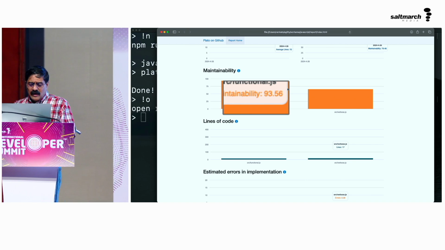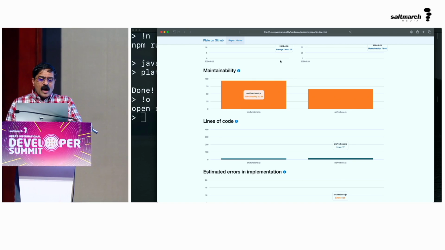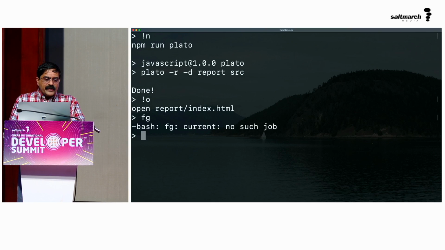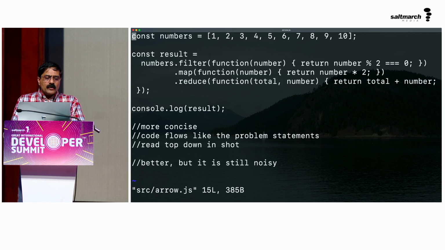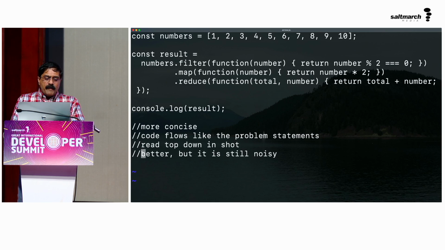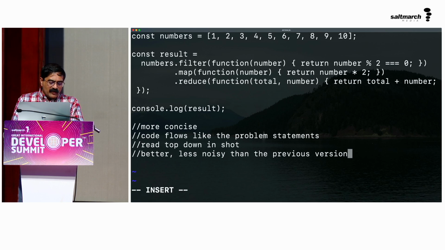I did say this is a little bit noisy, so how can we make this a little less noisy? So let's copy over the functional to arrow.js. So source arrow.js, and in here, I'm going to say it's more concise. Code flows like a problem statement, read top to bottom, and it's better and less noisy than the previous version, which I've not written yet. We'll come to that. So what am I going to do?